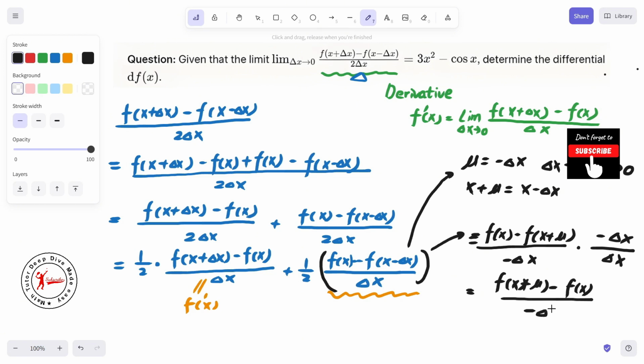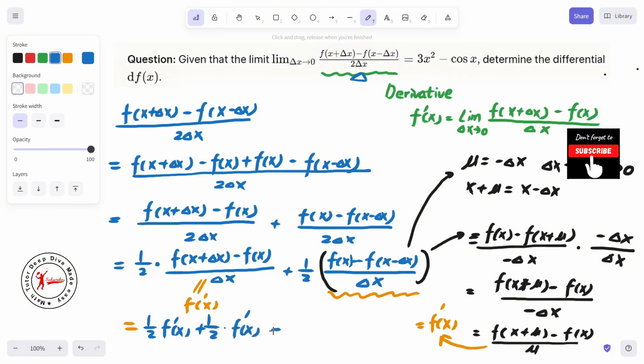So, minus f of x plus u minus f of x, divided by minus u, equals f of x plus u minus f of x, divided by u, which approaches f prime of x. Thus, the second term becomes f prime of x. Now combine the two terms. The limit is 1/2 times f prime of x plus 1/2 times f prime of x, which is 1/2 plus 1/2, or 1 times f prime of x, which is just f prime of x.